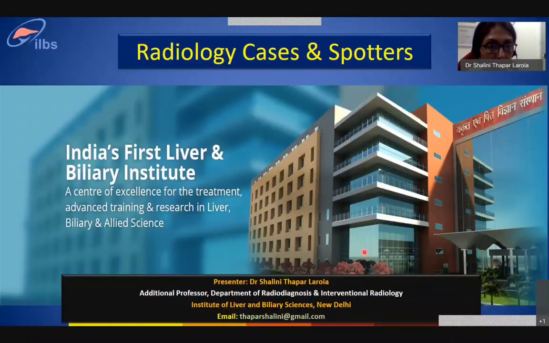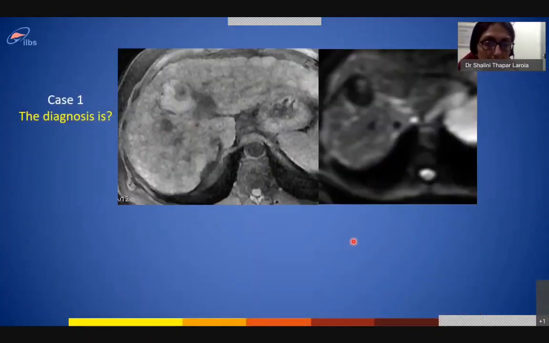So, like you see in this first slide of mine, I am an additional professor at the premier Liver and Biliary Institute in Delhi, and we get a lot of cases pertaining to the hepatobiliary system as well as the abdomen at our institute. We also run fellowship programs in the post MD courses in radiology, both in intervention as well as diagnostic.